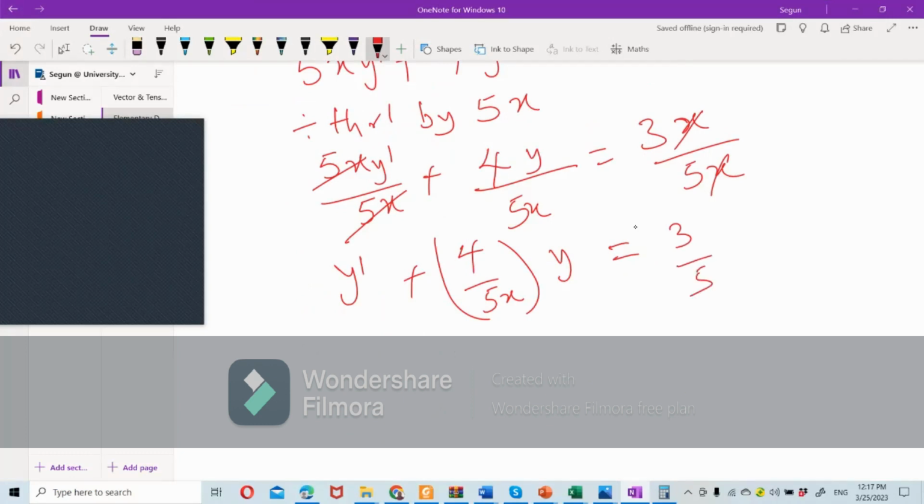So where my p of x is equal to 4 over 5x, and q of x is equal to 3 over 5. Any question?